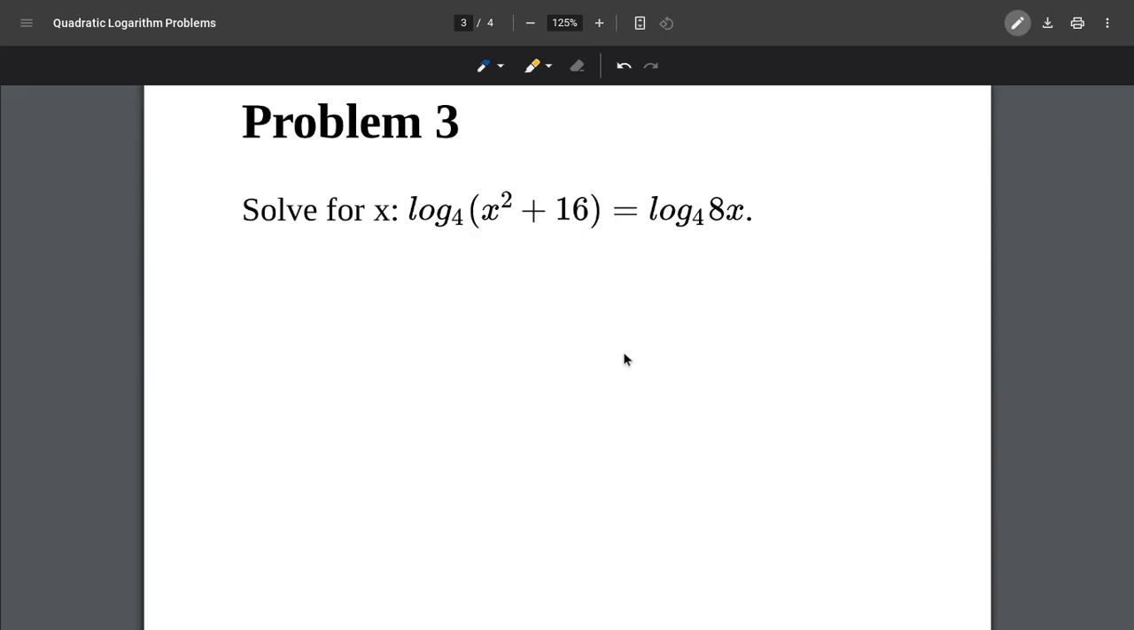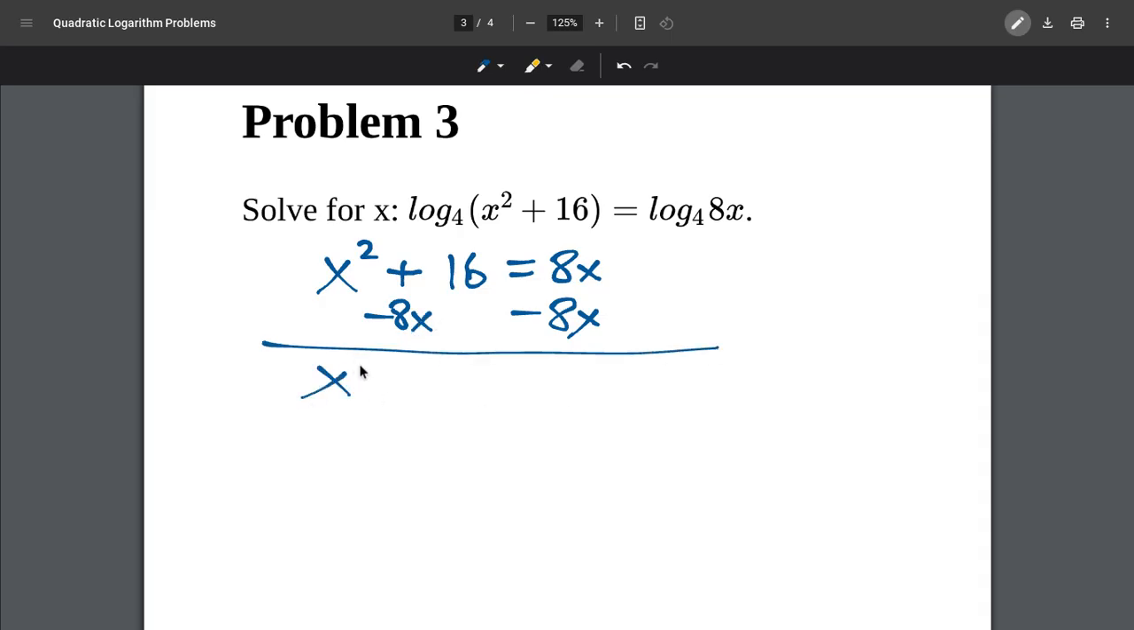Problem 3, we're solving for x. We have log base 4 of x squared plus 16 equals log base 4 of 8x. Again, these are the same base for each of these logarithms, so I'm going to start off by setting x squared plus 16 equal to 8x. Okay, we want one side equal to 0, so I'm going to subtract 8x from both sides. And I'm going to get x squared minus 8x plus 16 equals 0.